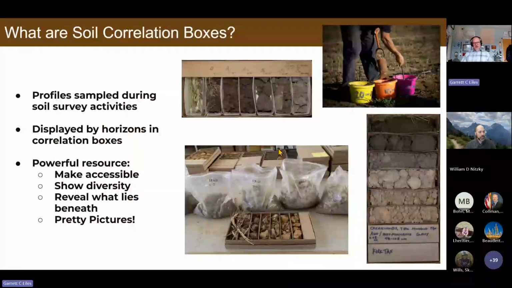So what are correlation boxes? If you don't know, basically it's just a way to create a physical archive of the samples that were collected during soil survey activities. They're nice, simple, fairly compact, and a nice way to look at the efforts of soil survey beyond the initial mapping.